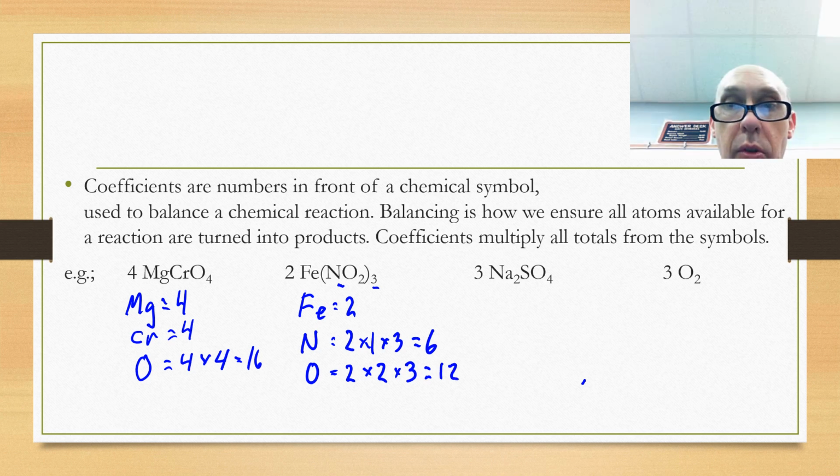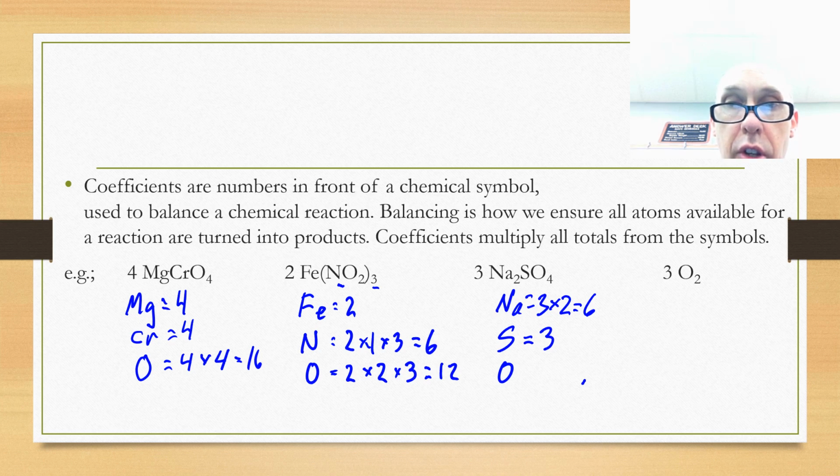All right, so sodium sulfate. We're going to have Na, S, and O. So the sodium is going to be the 3, the coefficient, times the 2 for the subscript, which is 6. Sulfur is the 3 out front. There's no subscript, there's no brackets, so it's just 3. Oxygen, that's the coefficient 3 times its subscript, which is 4, which is 12.